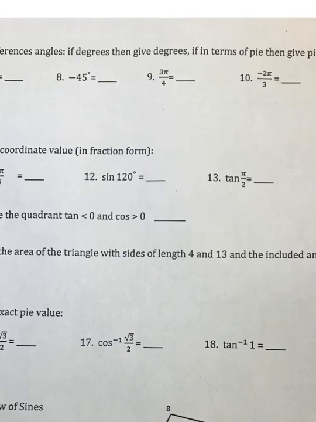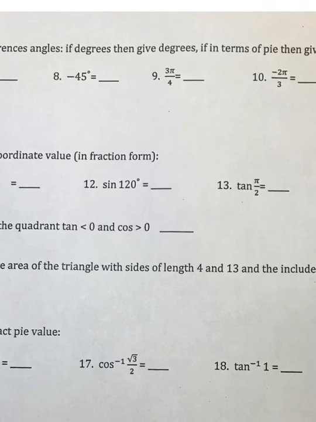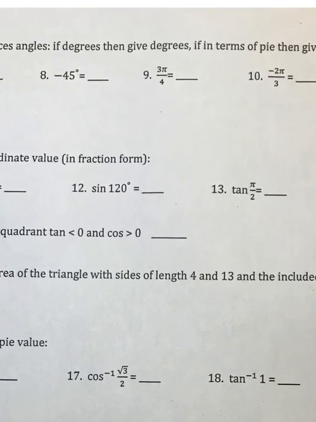Okay, reference angles. The distance to your x-axis. So how close is 120 degrees to the x-axis? 60 degrees. Okay. What about negative 45 degrees? 45. Thank you, Chase. Remember, reference angles are always positive because it's distance.